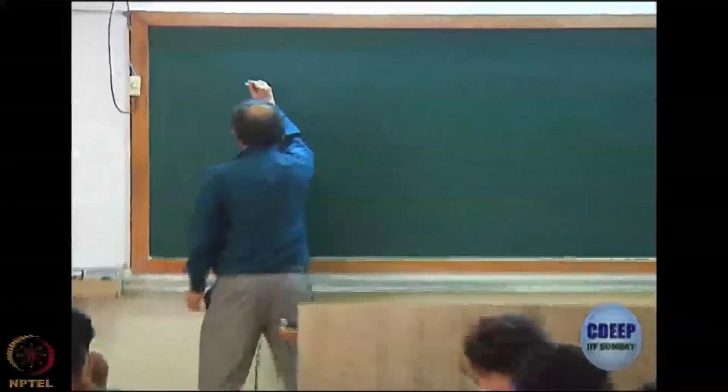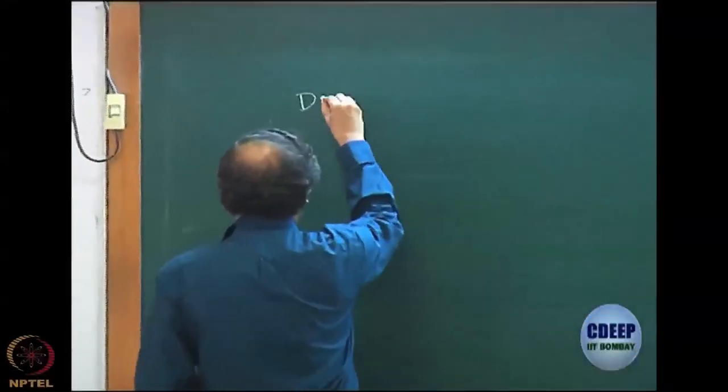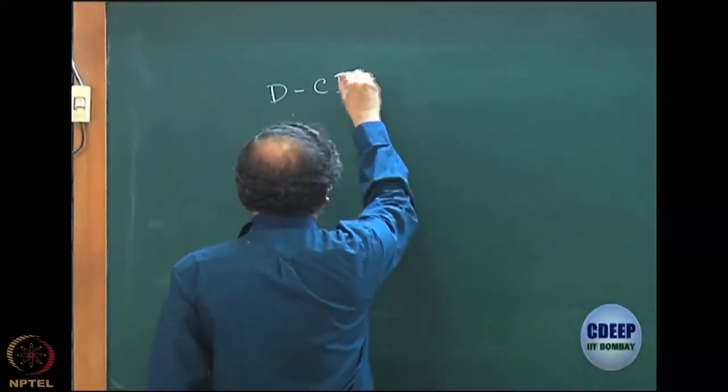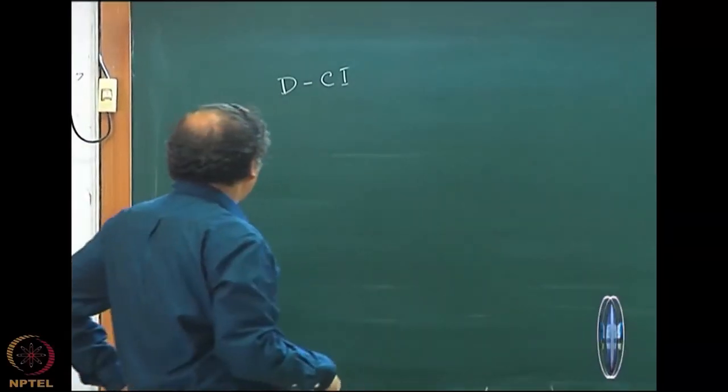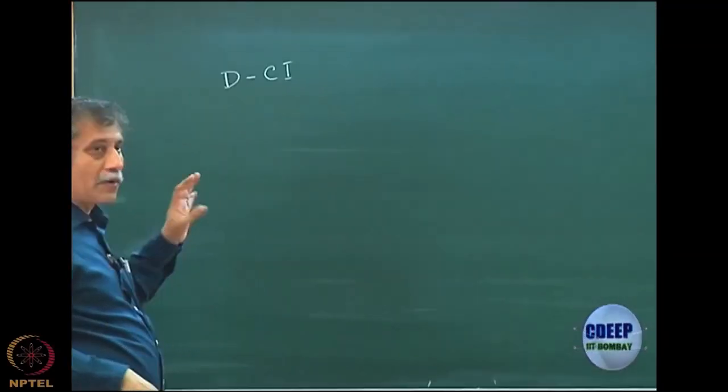So we, I think, started with first DCI, double CI. Okay, so let us write down the equations first.